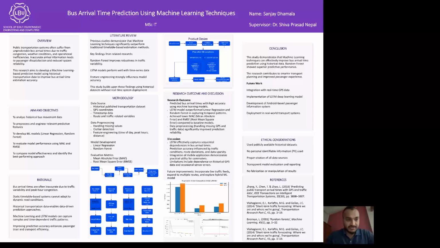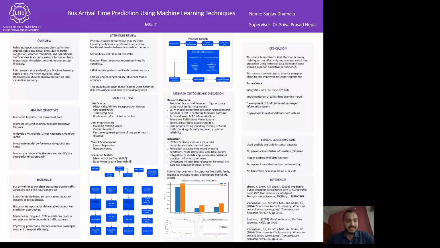Moving to the literature review. From the literature review, it is evident that machine learning models significantly improve arrival time prediction compared to static schedules. Random forest models are widely used due to their robustness and ability to capture non-linear relationships. However, transportation data has a strong time series dependency. This makes deep learning models like LSTM particularly suitable because they are designed to capture sequential patterns over time.